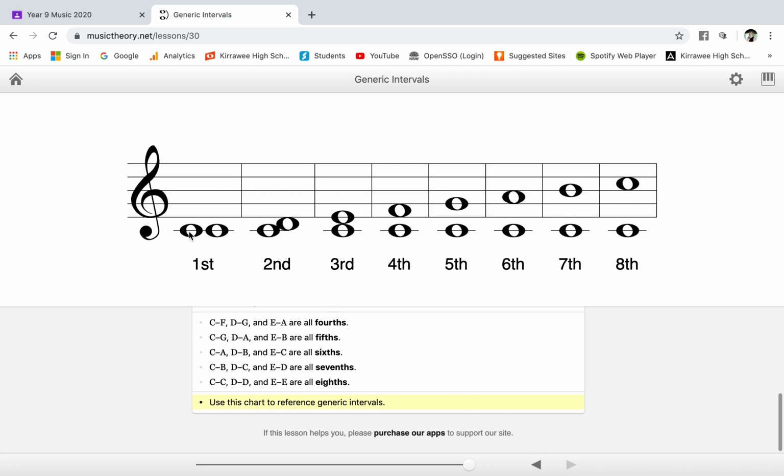Remember, this is a unison. A second, that's a squish. They sit next to each other. Thirds always look like two little ice cream cones. A fourth has a space between. A fifth has a whole line between and a space. The sixth, the seventh, and the eighth. Remember, we're counting 1, 2, 3, 4, 5, 6. So we're counting the spaces and lines between the generic intervals.